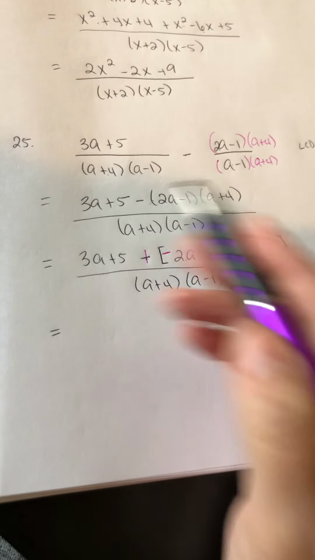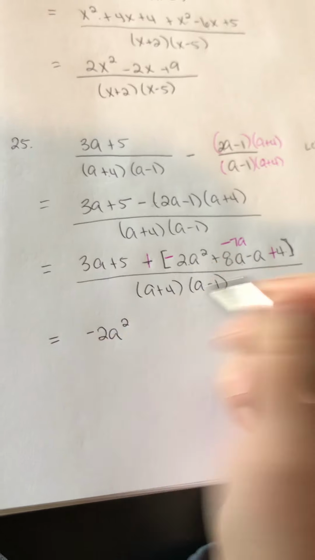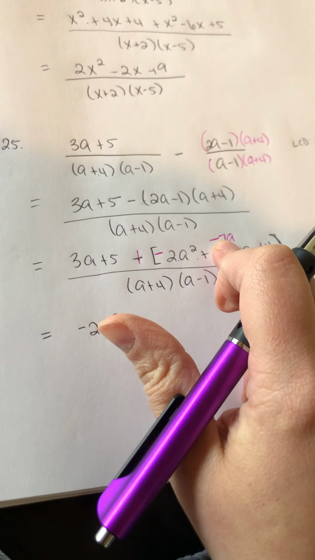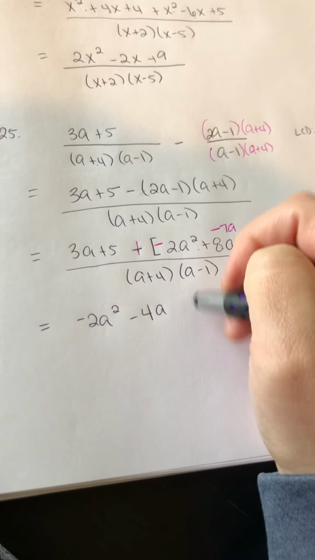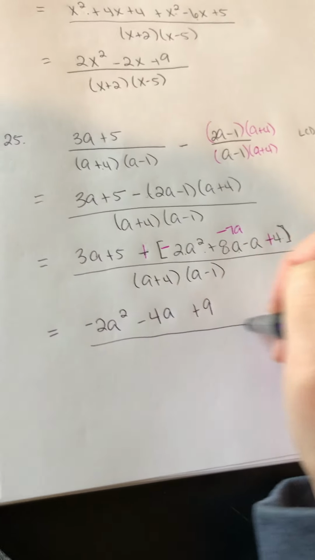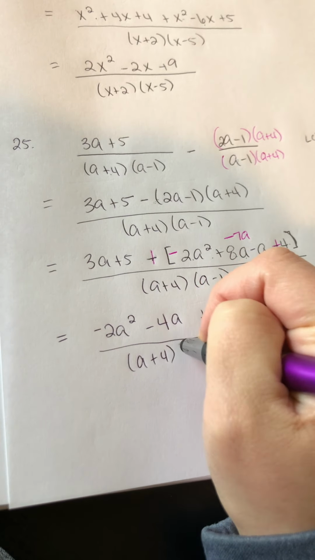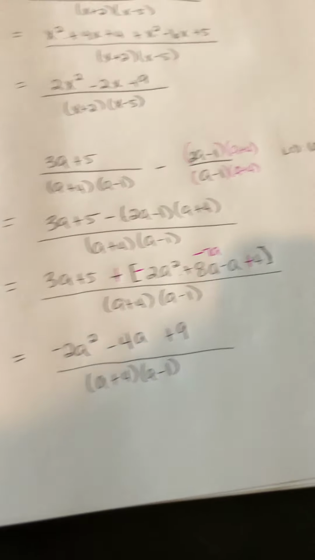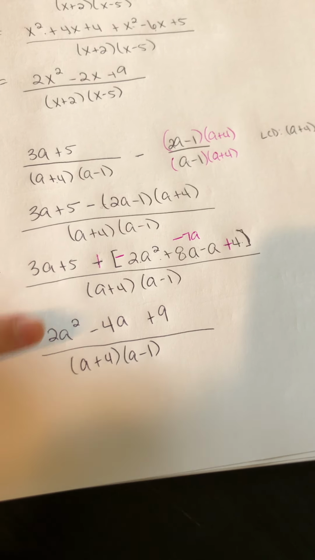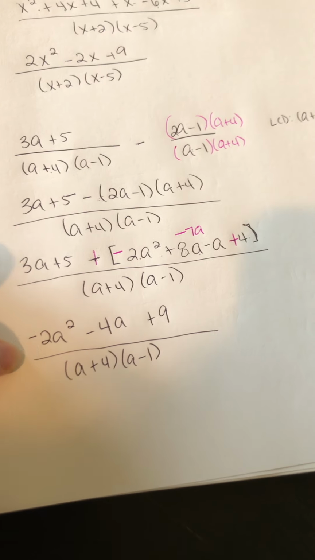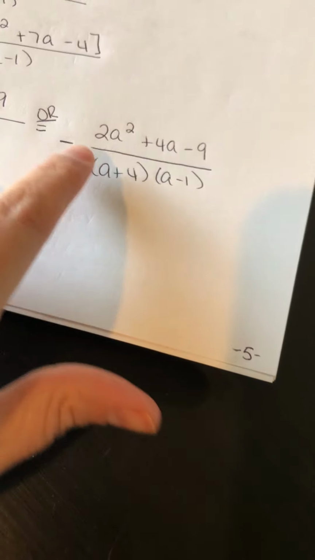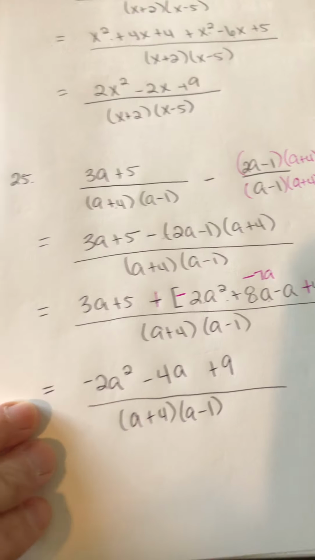So now we have negative 2a squared. 3a minus 7a is minus 4a. And 5 plus 4 is 9 over my denominator. And you can leave the answer right like that. Some people don't like having a negative right here with this leading coefficient. They like to put the negative out in front, which I did here. You just change all the signs back on the numerator, switch them all, and put the negative out front. That's fine, but I'm fine if you leave this.